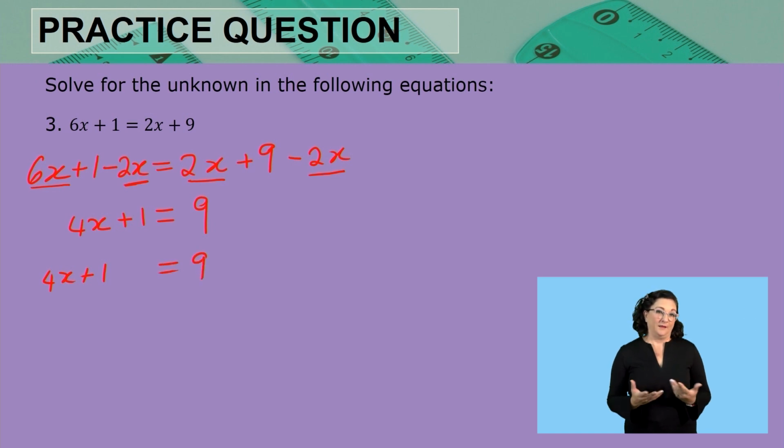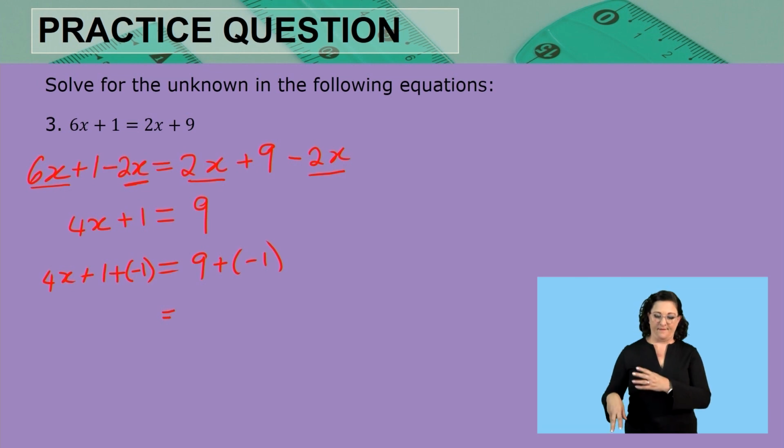So which one do I have to get rid of next? That is that positive 1. How do I do that? I'm going to add its additive inverse, which is a negative 1. And what I do on one side, I have to go do on the other side as well. So even on the right-hand side, I've added a negative 1. So this is going to leave me with 4x on the left-hand side.